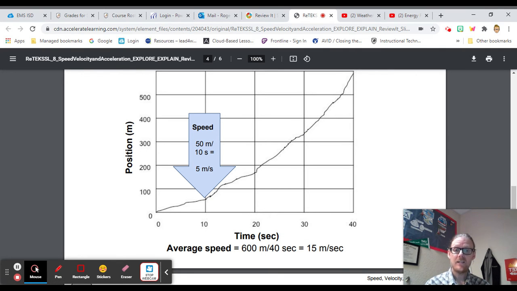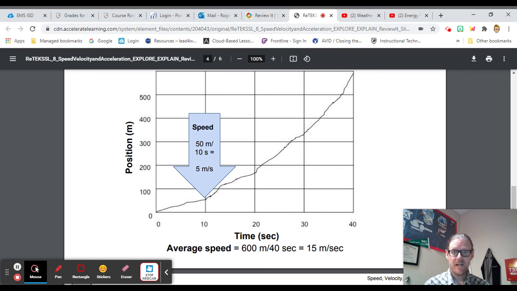Then you would do 325 divided by 30. And in the example they gave, average speed equals 600 meters divided by 40 seconds, they're wanting to know what the average speed is at this particular point after 10 seconds. So in this case, it looks like about 50, so you would go 50 divided by 10, which gives you 5 meters per second.